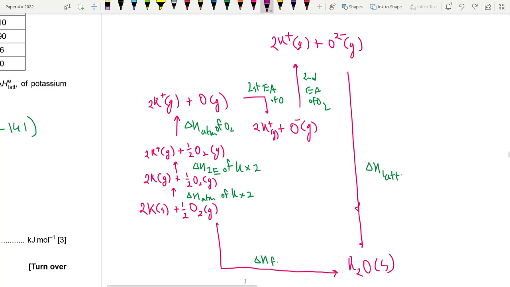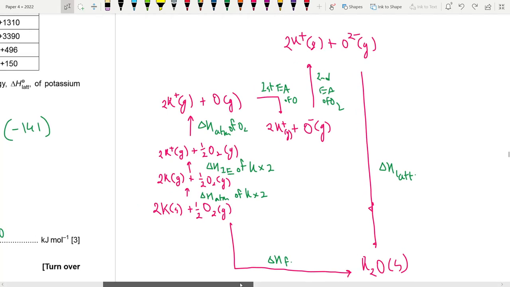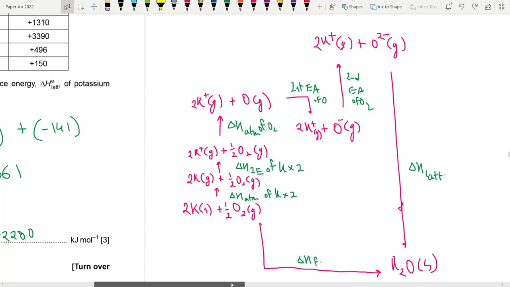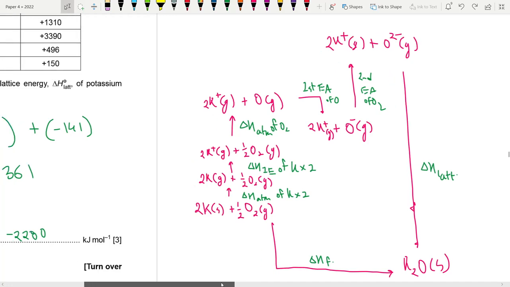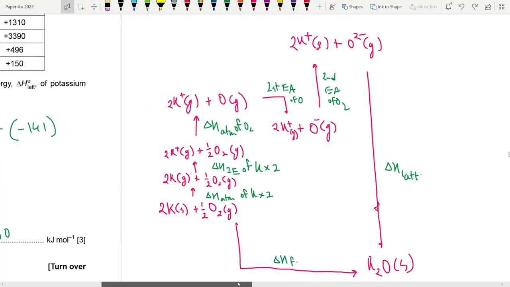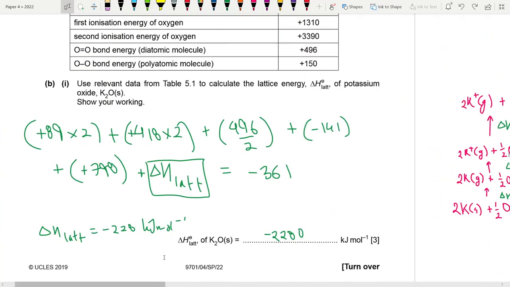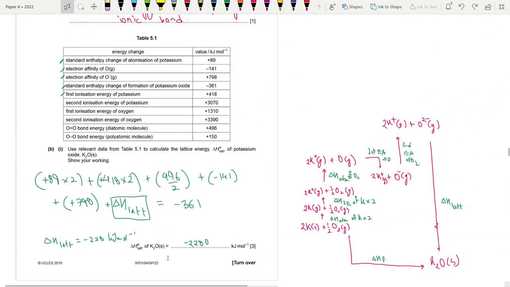And also remember, this ionization energy is always positive, right? But the first electron affinity is negative, while the second one, and any others onwards, is positive. Okay, only the first one is negative, remember that. So atomization of potassium, which is 89 times 2, plus ionization energy of potassium, which is plus 418 times 2.